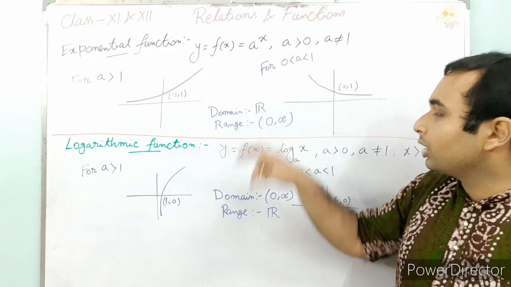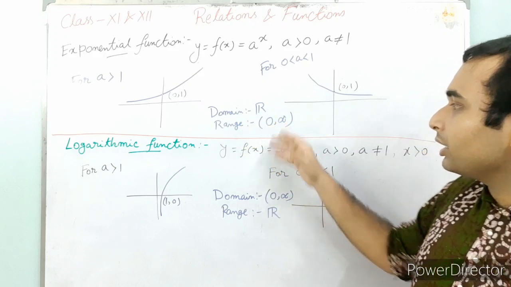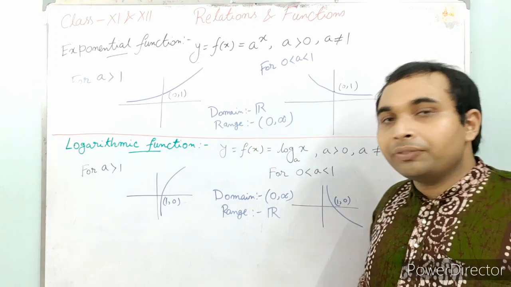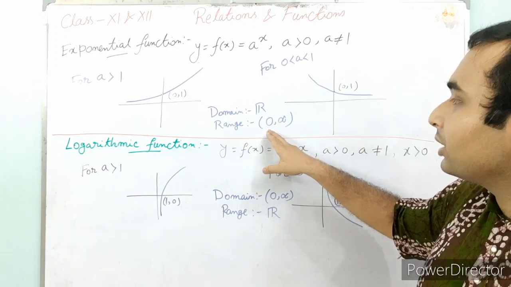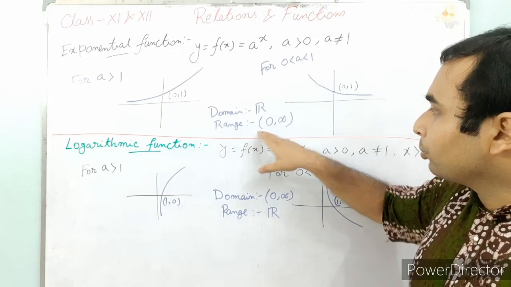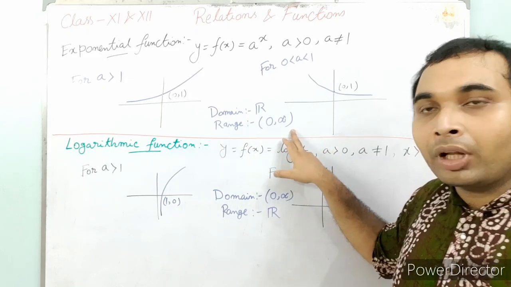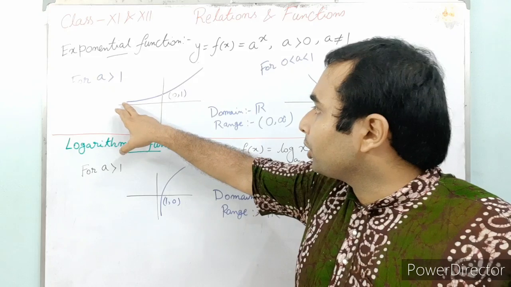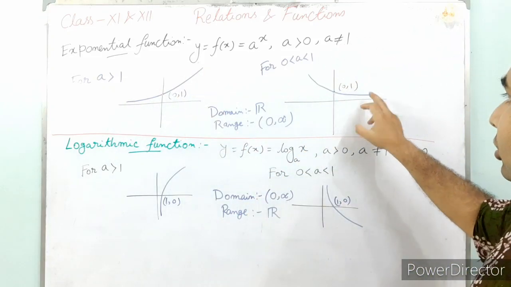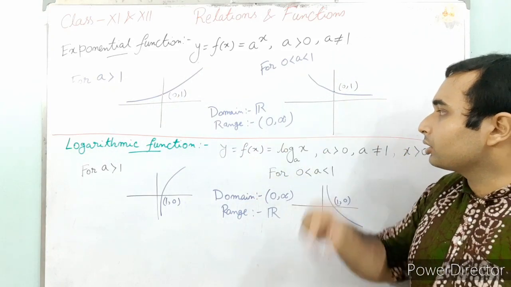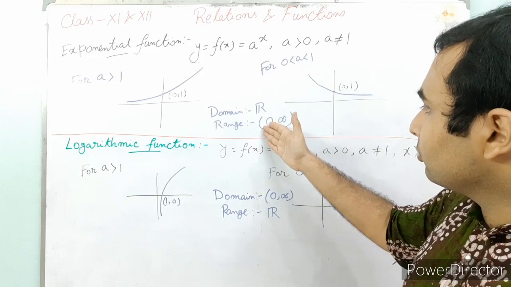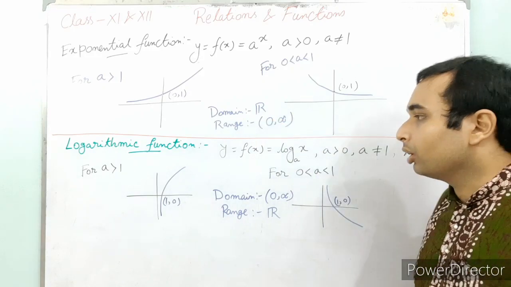Here the domain is the total real number set and the range is from 0 to infinity. It will not take the 0, that's why on both sides it is open. It will not take the 0 point here. That's why here also it will not take it, and it is taking the open interval.